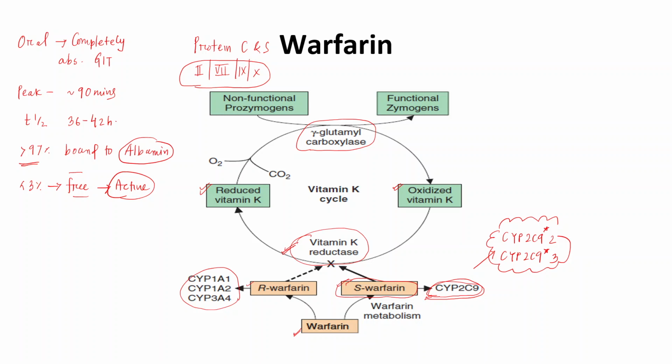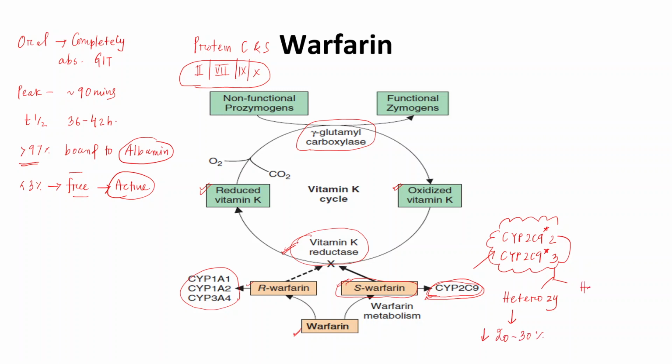Because these polymorphisms have reduced activity, the metabolism of S-warfarin is delayed. If the patient has this isoform of CYP2C9, the metabolism of S-warfarin is reduced. That means the half-life and the effect of warfarin is prolonged. So if the patient has heterozygosity for these polymorphisms, we need to reduce the warfarin dose by 20 to 30%.